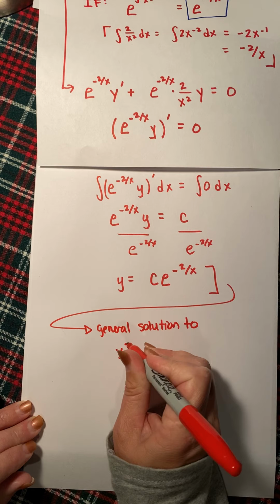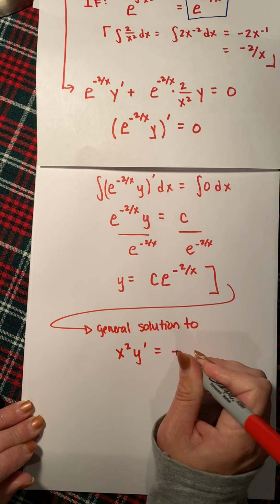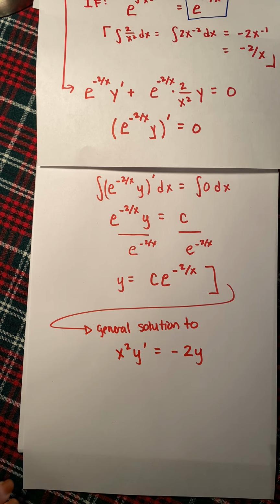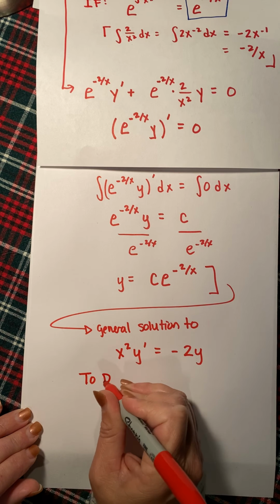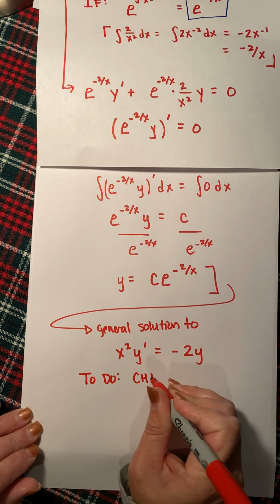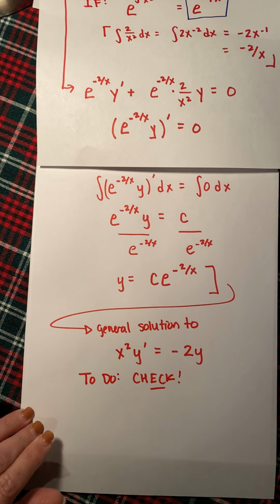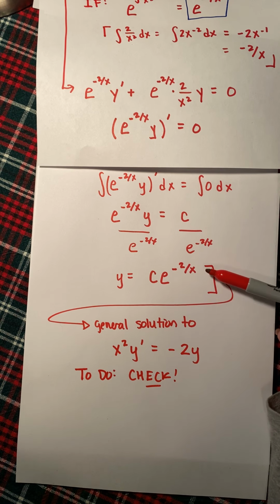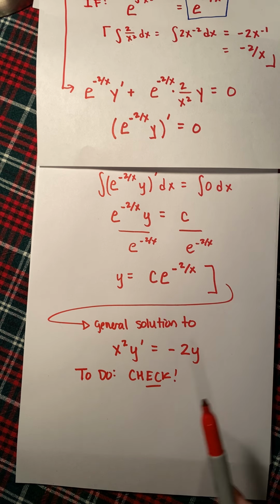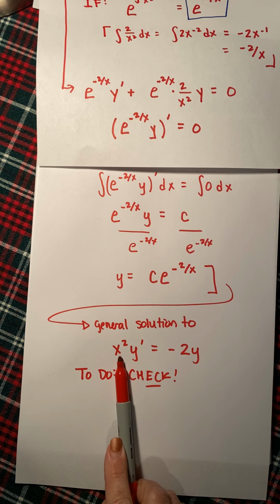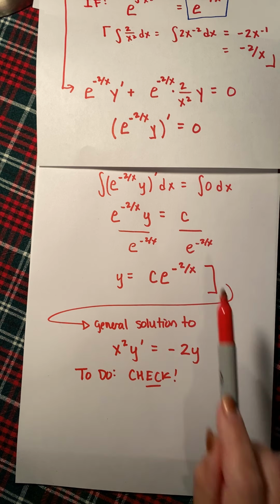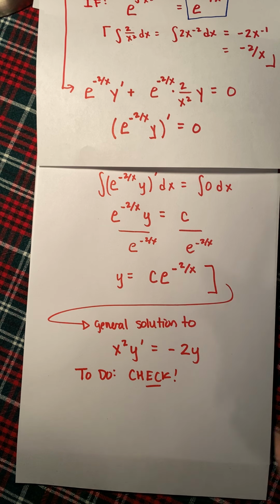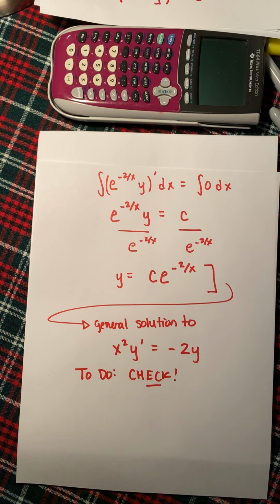Remember, our original problem was x squared y prime equals negative 2y. To do, check this. This is what's great about differential equations. You can always check your answers. So if you took the derivative of this, don't forget you'd have to use the chain rule. It would just be c times e to the negative 2 over x times the derivative of negative 2 over x, multiplied by x squared, and then just take negative 2 and multiply it by the answer, and they should balance out. It should be the same on both sides. So I'll let you do that as a check.